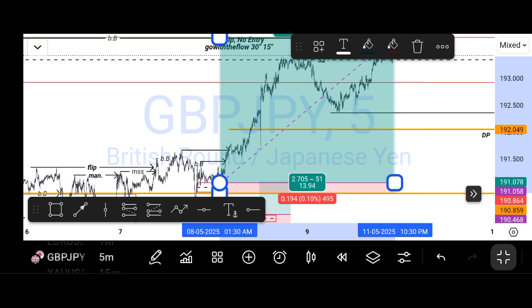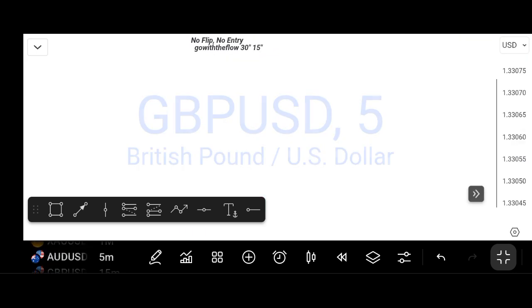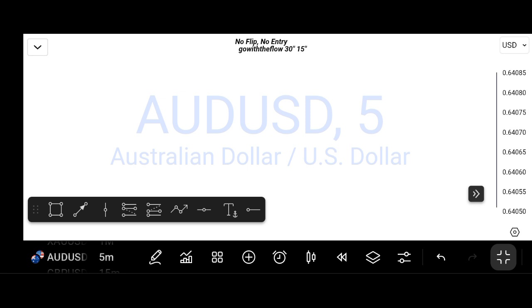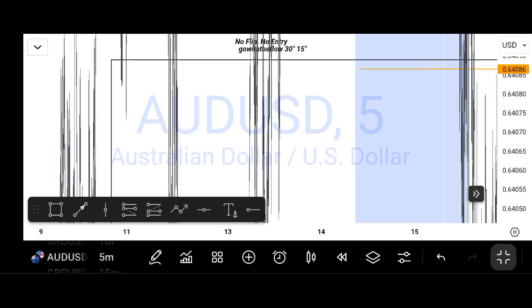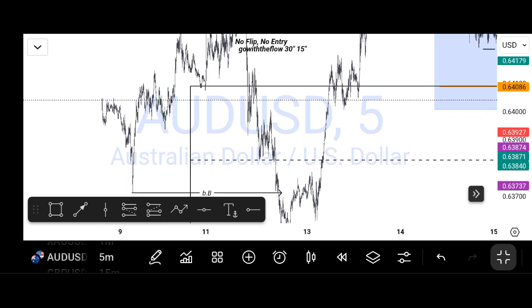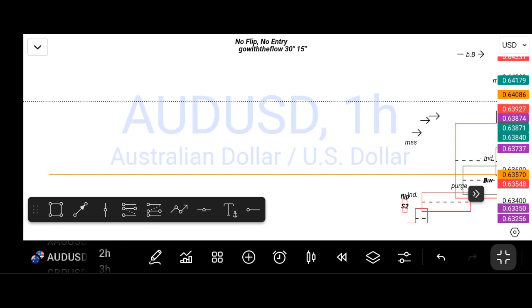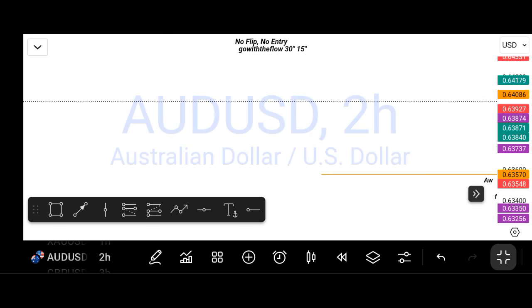Now let's look at another one, AUD USD, to finalize this thing that I taught you. Let's look at how to use the engulfing. Yes, let's look at how to use the engulfing. So we'll go to 2 hours or 3 hours or 4 hours to get our range.